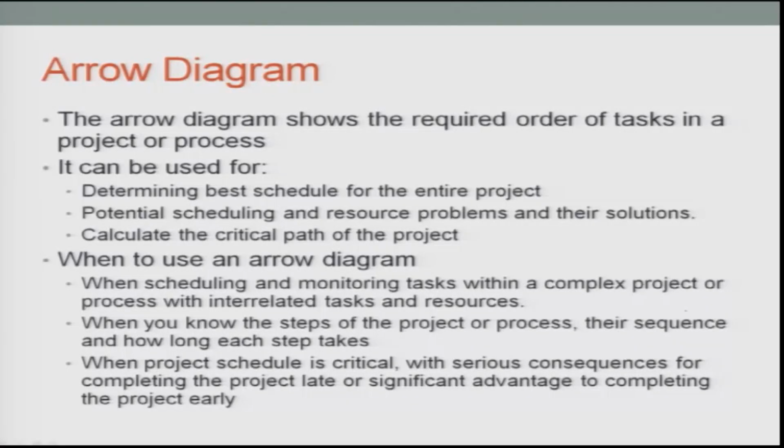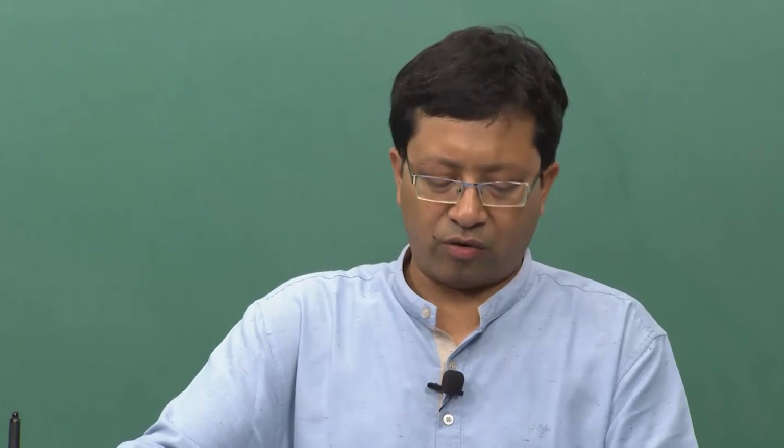In the arrow diagram, it shows the required order of tasks in a project or process in a logical sequence. It can be used for determining the best schedule for the entire project, based on which you can take a decision. Potential scheduling and resource problems and their solutions are also available using this arrow diagram concept. It basically calculates the critical path of the project. So, if people are aware of the critical path method and the project evaluation review method, PERT, they can be analyzed in order to understand the relationship when you do the arrow diagram.